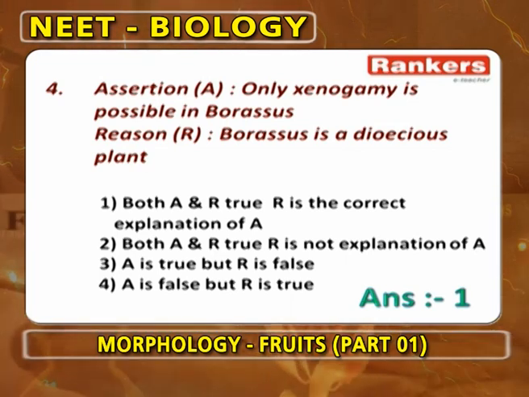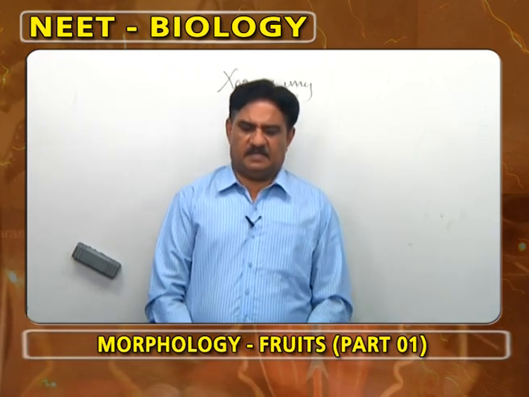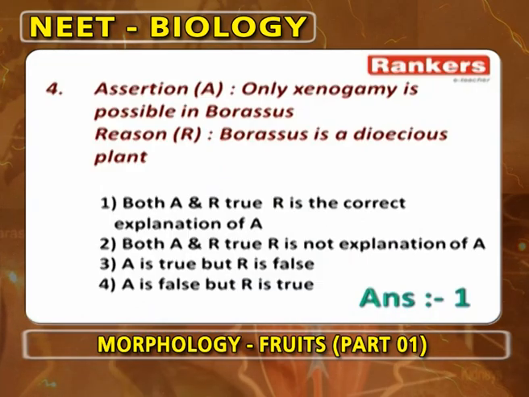Why only xenogamy is possible in Boerhaavia? Because Boerhaavia is a dioecious plant. So both A and R are correct. R is the correct explanation of A. This is the answer for this question.